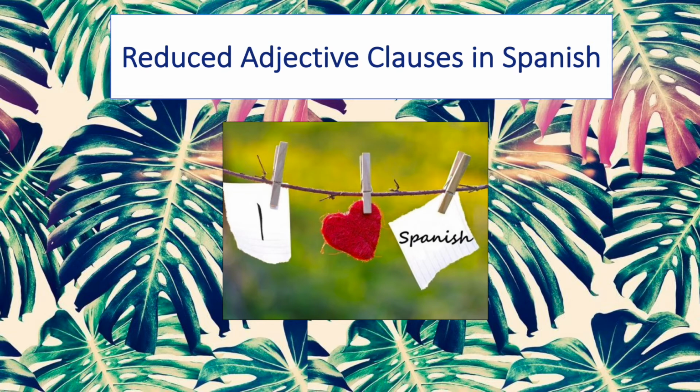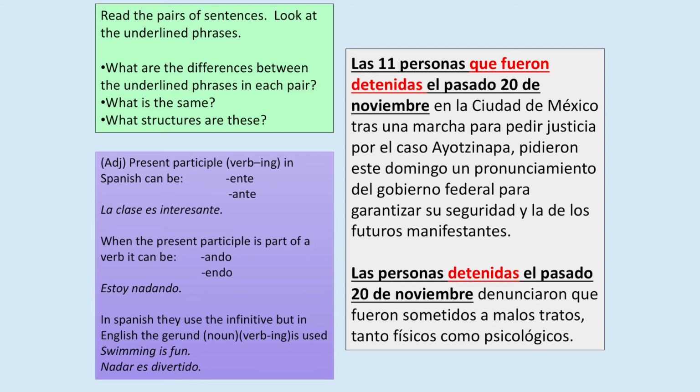Also, Spanish has both reduced and non-reduced adjective clauses as well. So let's look at some examples of reduced and non-reduced adjective clauses in Spanish sentences. First, let's talk about present participles in Spanish. Present participle in Spanish can be ente or ante. For example, la clase es interesante. When the present participle is part of a verb, it can be ando or endo.